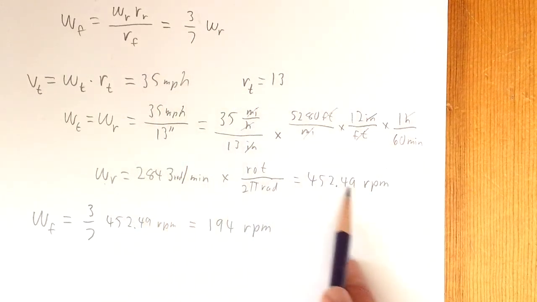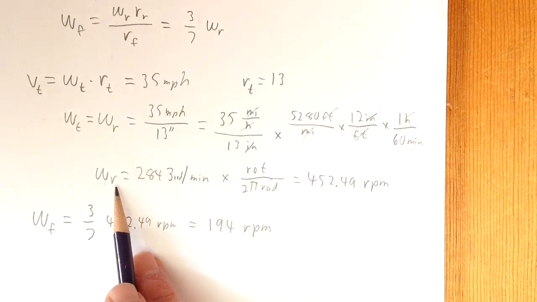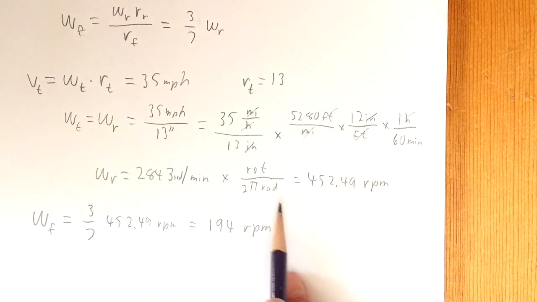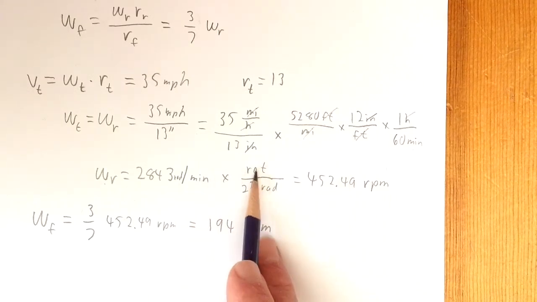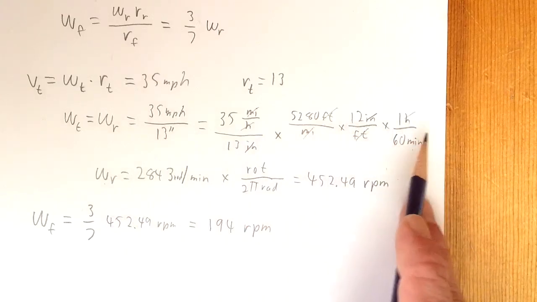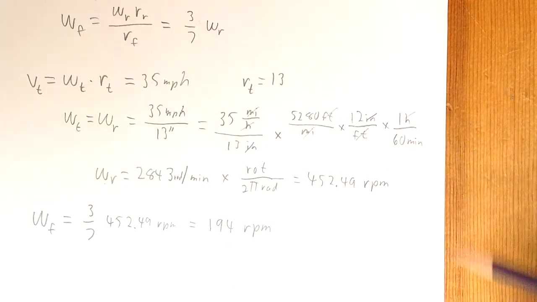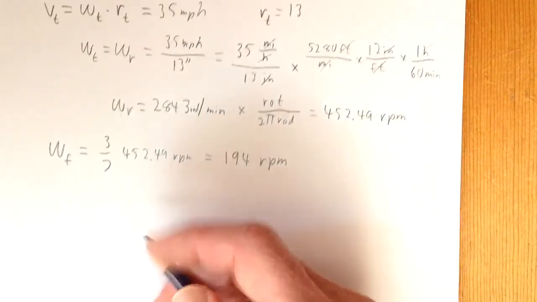And again, this is the tricky part when you're figuring out the omega. If you get rid of all the units, it's always going to be in radians. And so to change it back, one rotation is 2 pi radians. Like here we got rid of all the units, so it's in radians per minute. So it's that many RPMs, this 194 RPMs. Okay, tricky problem.